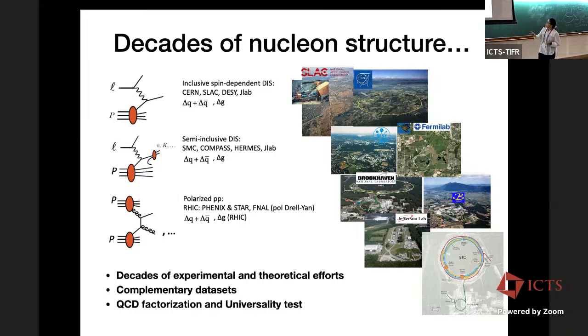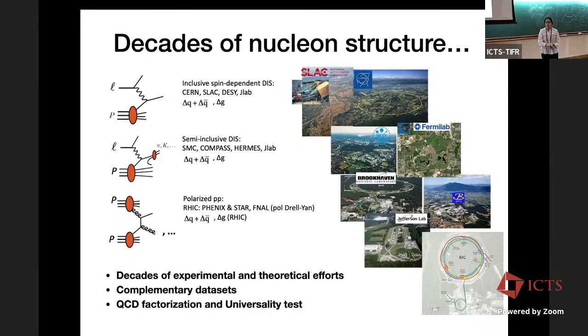And having these different complementary data sets is also a test of a very important part of QCD, which is factorization and universality. It means when you have the PDF from the DIS, you should be able to predict the physics from the other processes, such as hadron collisions. So the research on the experimental side has been done in various facilities.